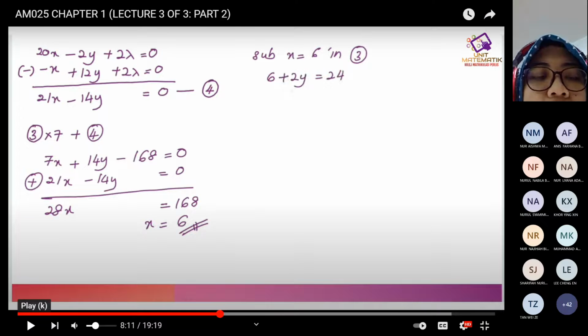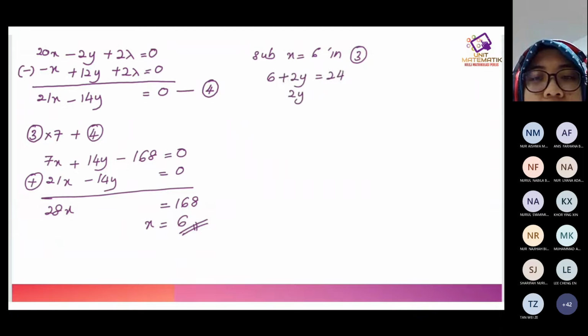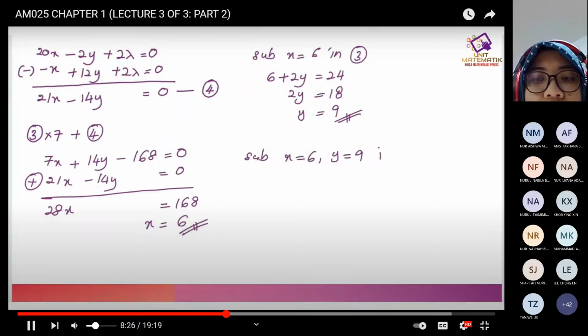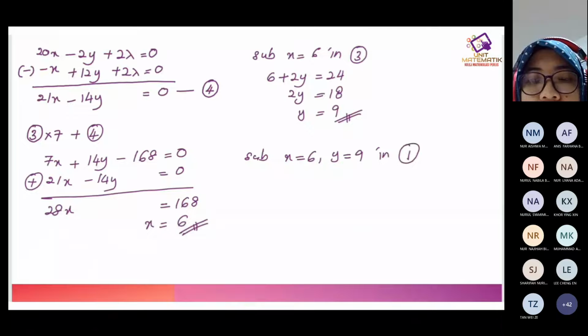Okay, bila dapat salah satu variable which is x or y, kamu kena substitute in either equation 3 or equation 4 saja. Jangan ganggu dah equation 1 and 2. Equation 1 and 2 dah settle, sebab equation 1 and 2 dah bantu untuk dapatkan equation 4. So substitute x equals to 6 dalam equation 3 atau 4. Jangan salah substitute. Salah substitute habis. 2y equal to 18 and y equal to 9 in equation 1.